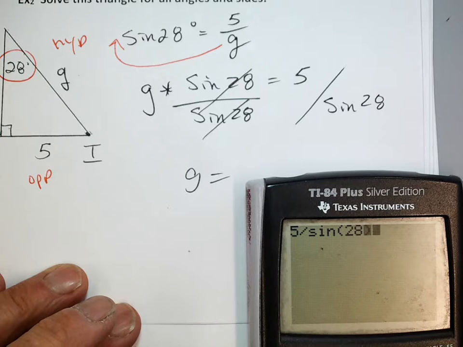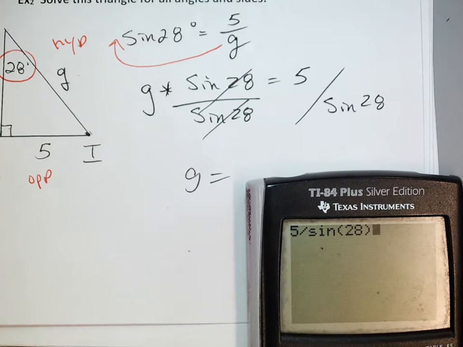5 divided by sine of 28. So just divide. This is 5, and I get an answer of about 10.65.